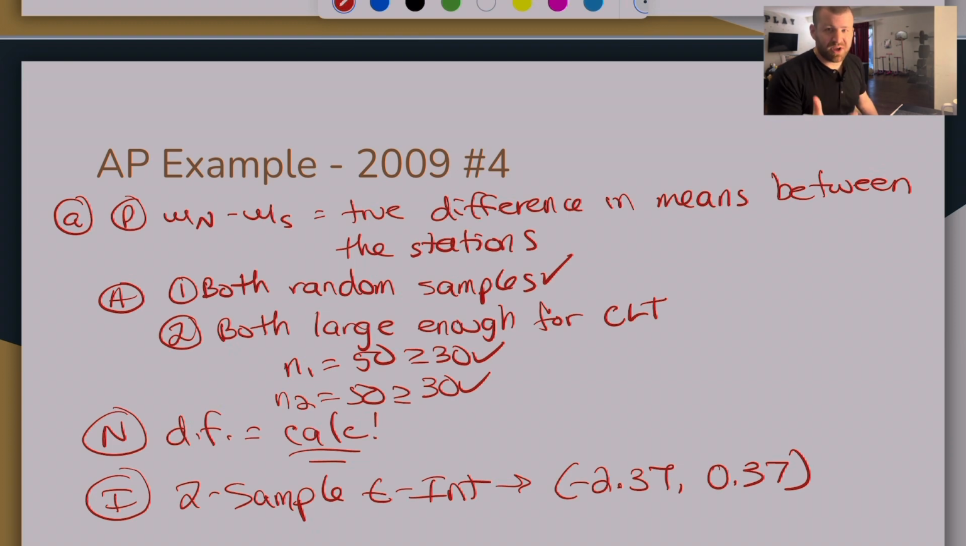The reasoning behind that is, if 0 is in the interval, it's possible that the difference in mean response time is 0, which means that my mean response times are exactly the same. And so, if those mean response times could be the same, we don't have evidence to support this town council member's belief.